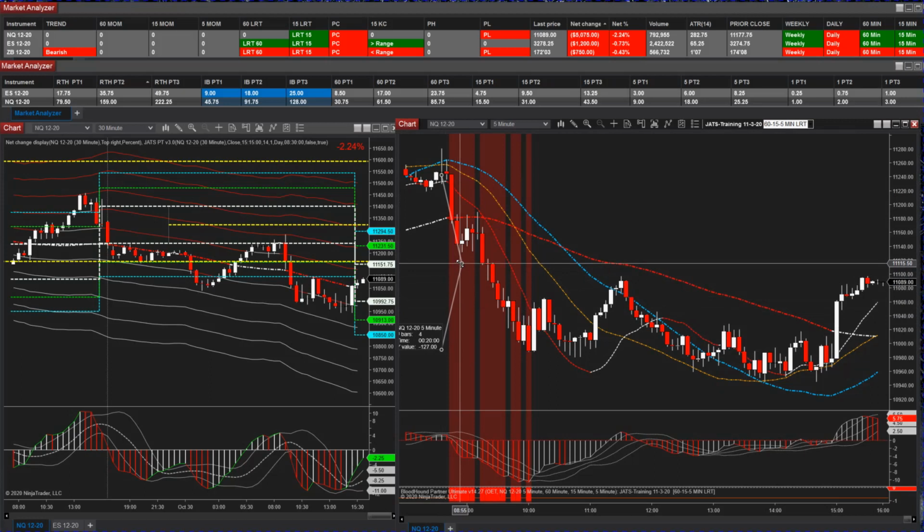thereabouts. There's 128.25. And you can see that's just about where price went. In fact, it's exactly where price went from the high. Take it from the high to the 128. Yep. That's your target. That was the first target.